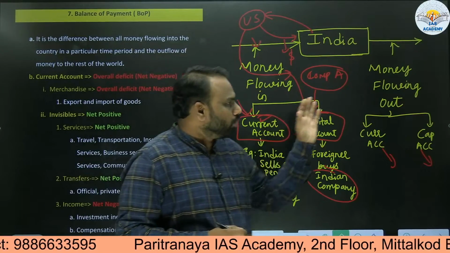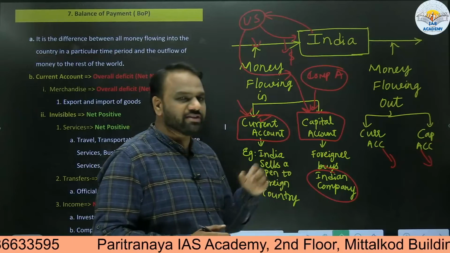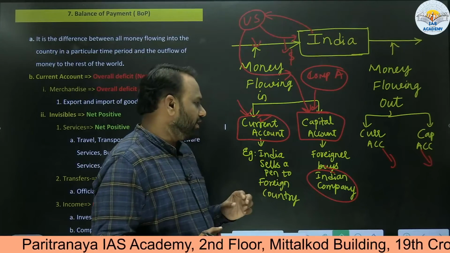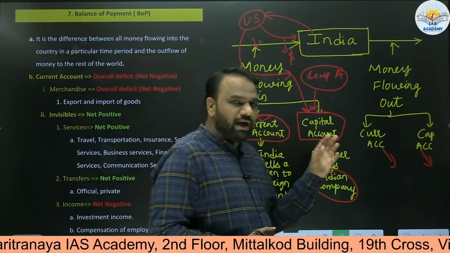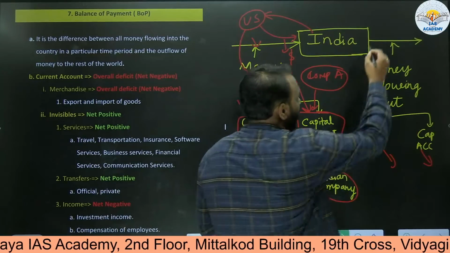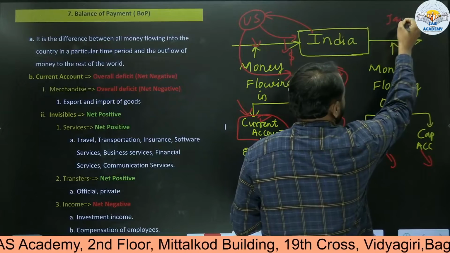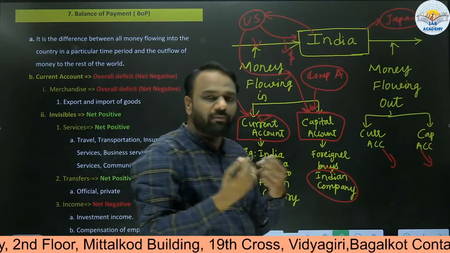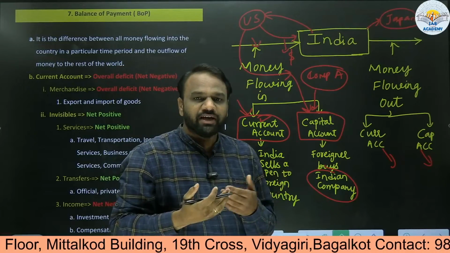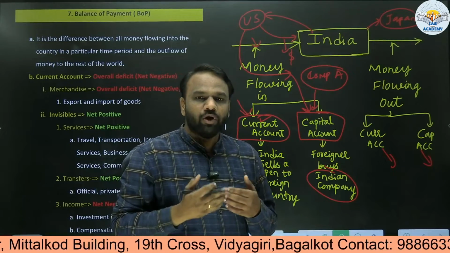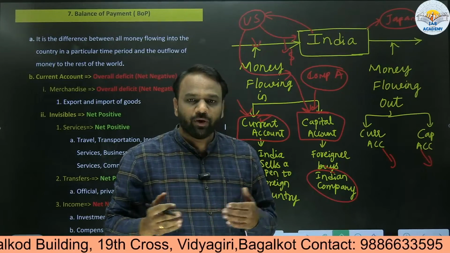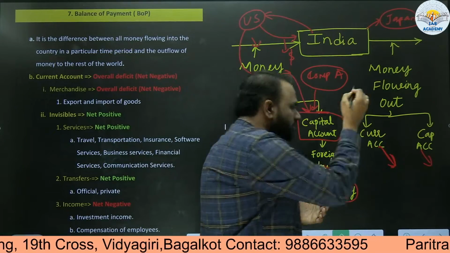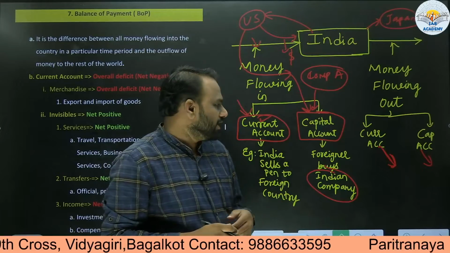Next, similarly, outgoing money. We shall just reverse this scenario. So here we have taken this, India sells a pen to a foreign country. Similarly, if India buys a pen from a foreign country, if India buys a pen from Japan, what happens? Will India earn money or will it lose money? Obviously, it will lose money. Money will go out of India. So when money is going out of India, from which account will it go? It will go out of current account.